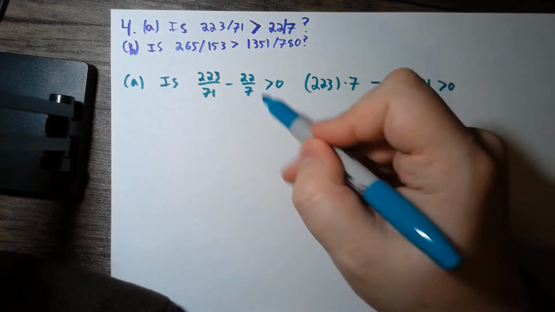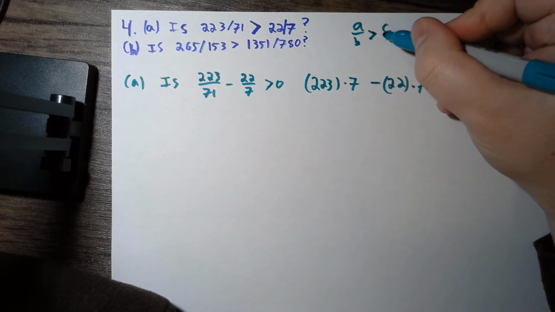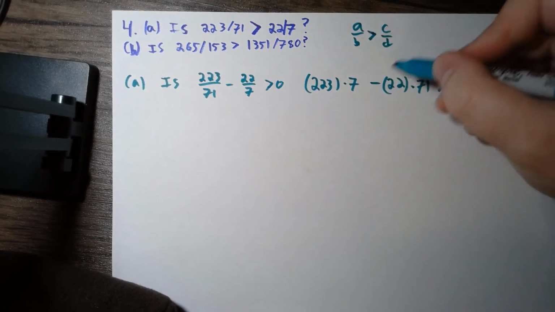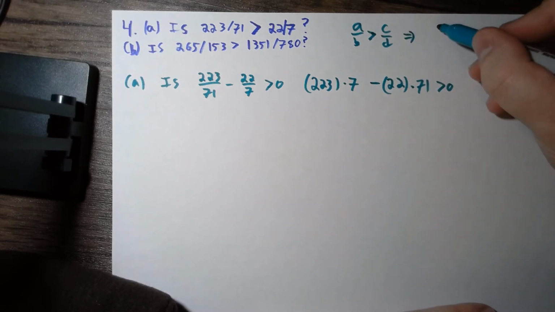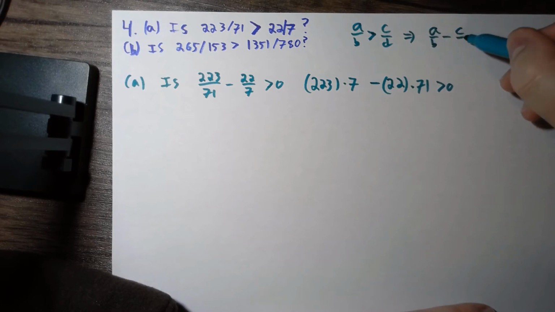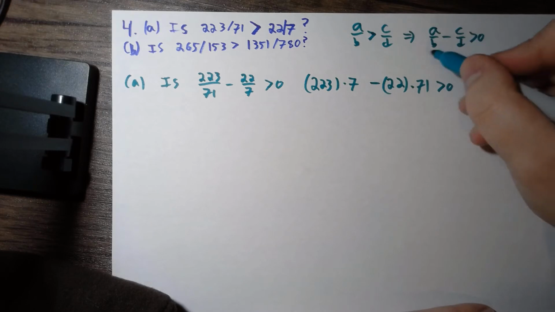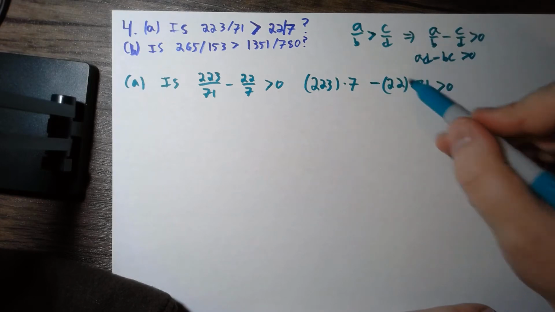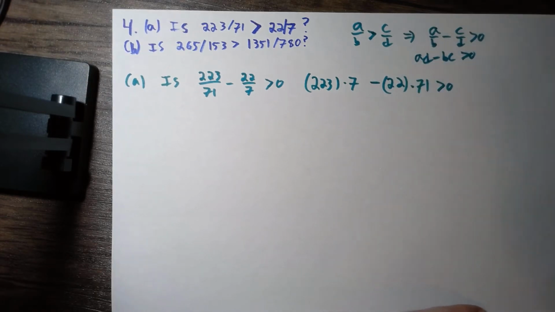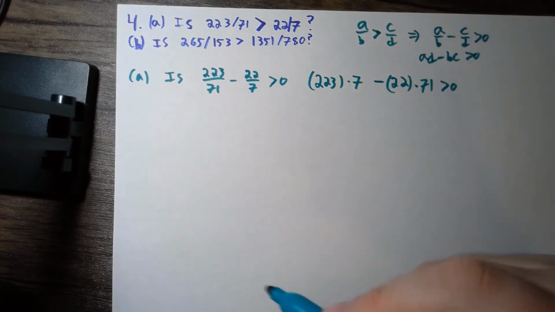And another way you can see this is if you're asking, is A over B bigger than C over D? Well, you can do the exact same trick. This is the same as asking, is A over B minus C over D positive? And then multiplying by B and D, this is the same as asking, is AD minus BC positive? And notice this is actually a determinant of a 2 by 2 matrix, which is interesting to note. But now we just have to carry out this calculation.